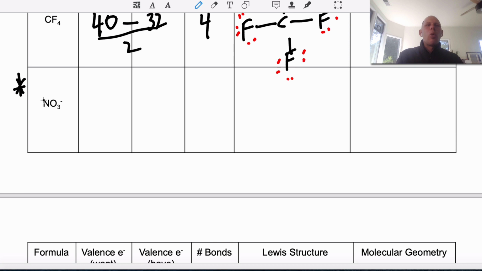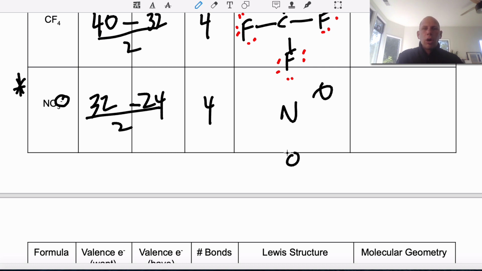So what does it want? Okay, it wants 4 times 8, so that's 32. And what does it have? Remember, we're going to be adding one more to have. So have here is going to be 5 plus 18, because 6 times 3. So 5 plus 18 is 23. And then we're going to add one more, so that's going to be 24. We're adding one more because of the charge. So 32 minus 24 is 8, divided by 2 is 4 bonds.